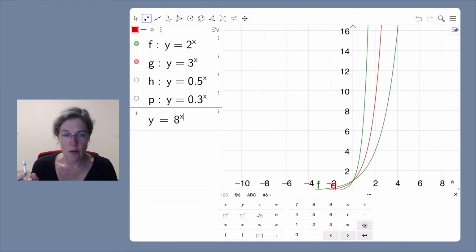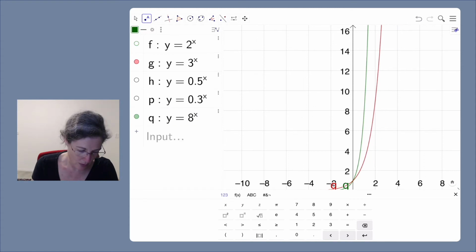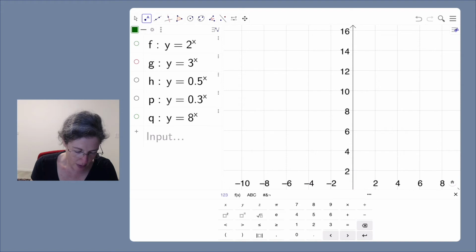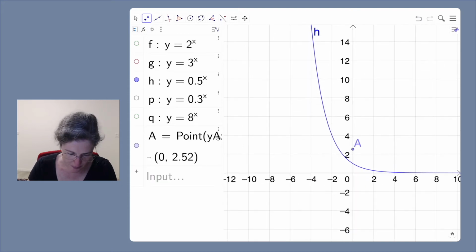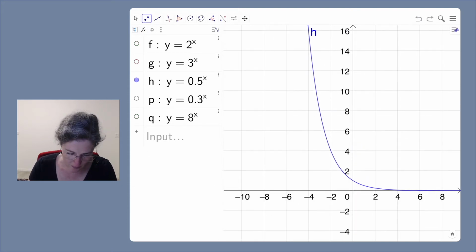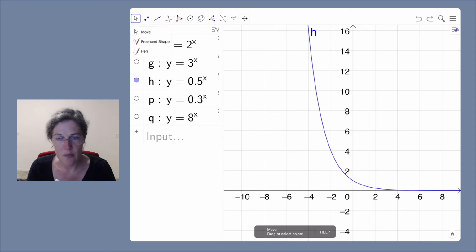So we've looked at bases which are bigger than 1, but remember our base can be between 0 and 1 as well. So let's have a look at those. Let's have a look at what happens when our base is 0.5. Well, now we've got quite different behavior happening. So this is where we've got exponential decay.